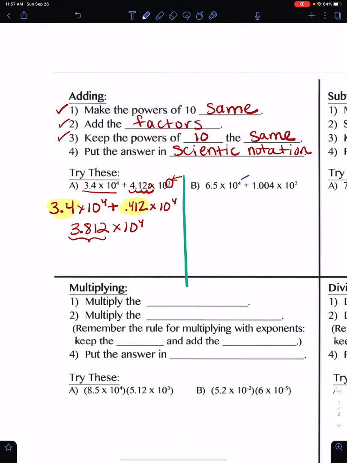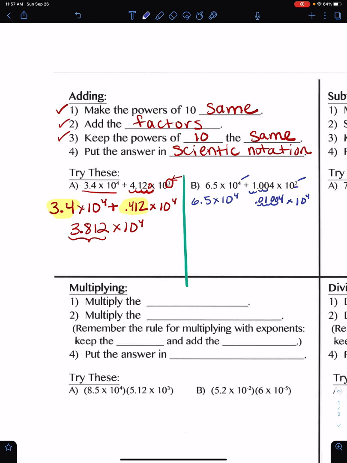I have different powers on my 10, so I need them to be the same. I'm just going to change the second one. It doesn't matter, again, which one you change. I just usually change the second one, but there's no real reason. So if I were going to move the decimal 2 places over, I would get 100.4. But I want to change it to a number with an exponent of 4 on the 10. So I want to move it over 4 places to the right, which means I need to compensate for that by moving it 2 places that way. So now if I move it 1, 2, 3, 4, I still have 100.4.